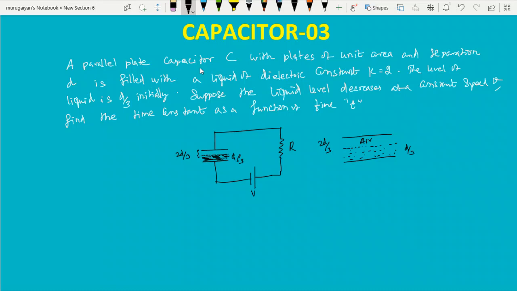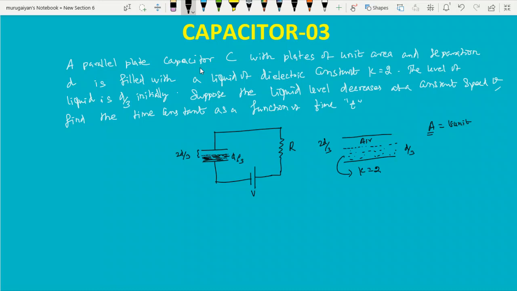A parallel plate capacitor C with plates of unit area. What is unit area? A equal to 1 square unit is the area of the plate. Separation D is filled with a liquid of dielectric constant K. The liquid has dielectric constant K equal to 2. It is given.